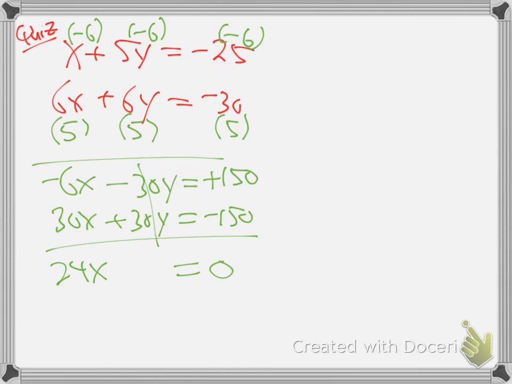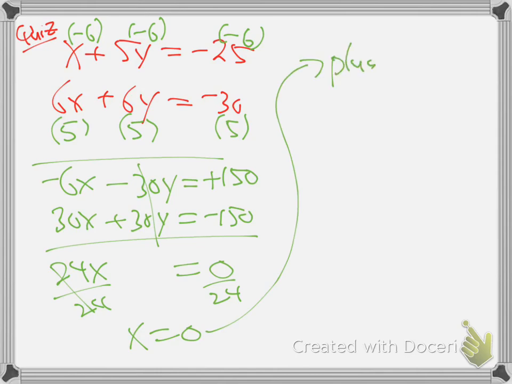Sometimes people freak out at this point. They think, hey, it's no solution or something. But no, the no solution, infinite solutions, that's when both the letters cancel. X is not canceled. X is still there. Just keep on going. Divide by 24. X is 0, huh? 0 on the top is just 0.